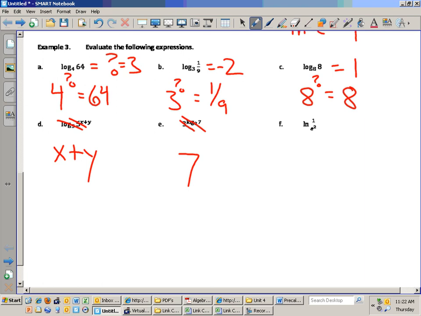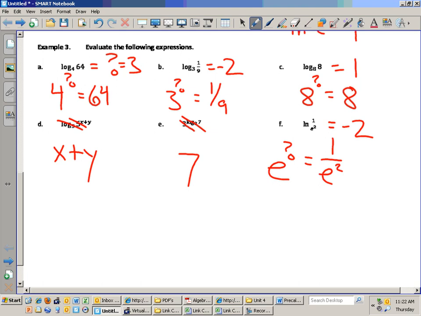You like that one, Levi, don't you? All right. And then natural log of 1 over e squared. So I would have, let's see, this would be e to some power is equal to 1 over e squared. Right, -2.